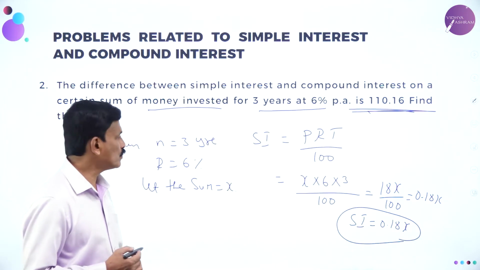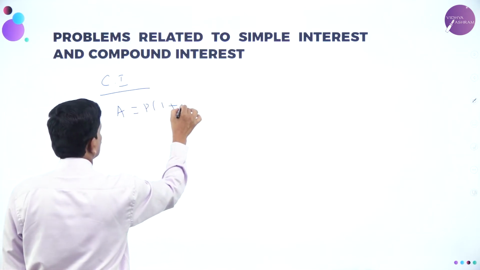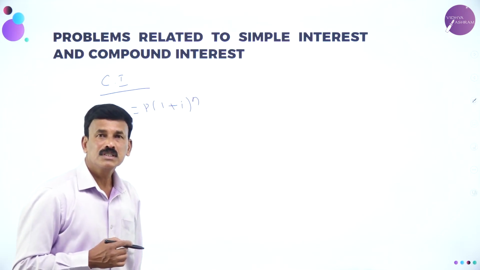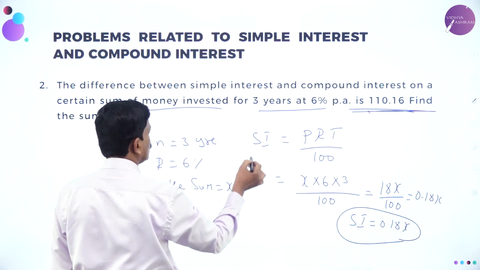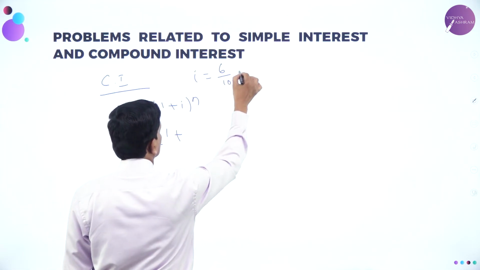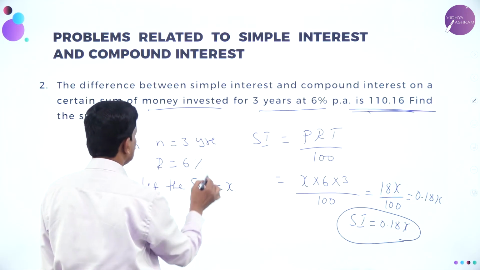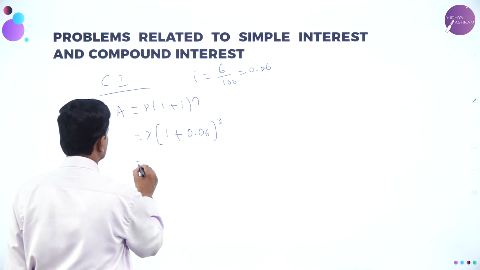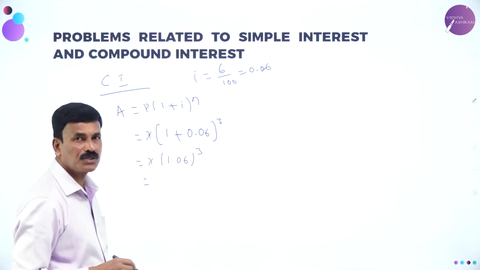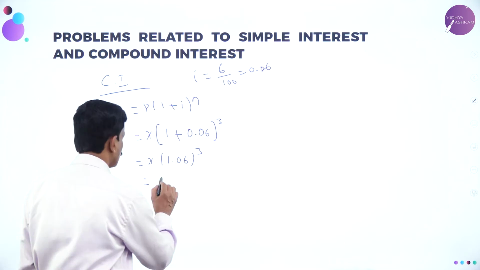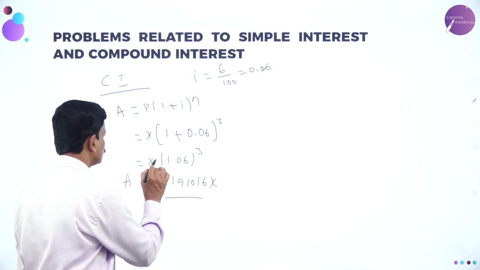Now let us find out the compound interest. What is the formula? A is equal to P into 1 plus i to the power of n. Here P is the amount x, and 1 plus i is nothing but the rate of interest 6%, 6 divided by 100 is 0.06, to the power of n. What is n? n is equal to 3 years. So this is x into 1.06 whole cube. If you multiply 1.06 three times, we are going to get 1.191016x. This is the amount.